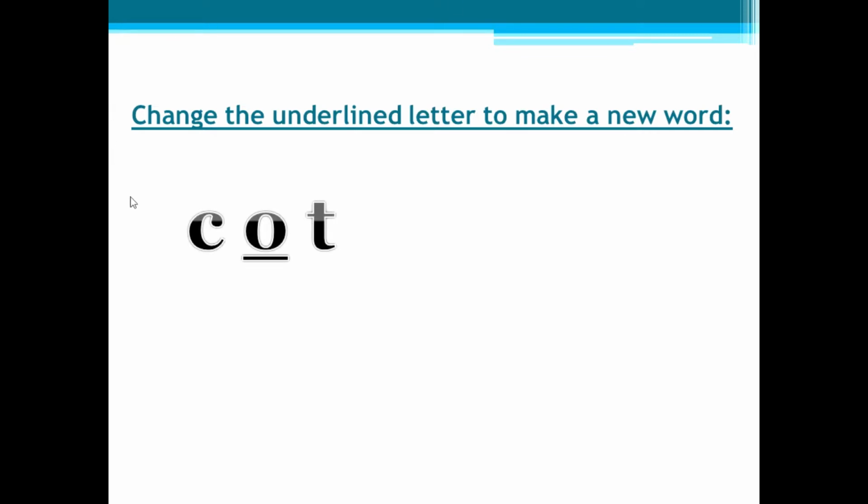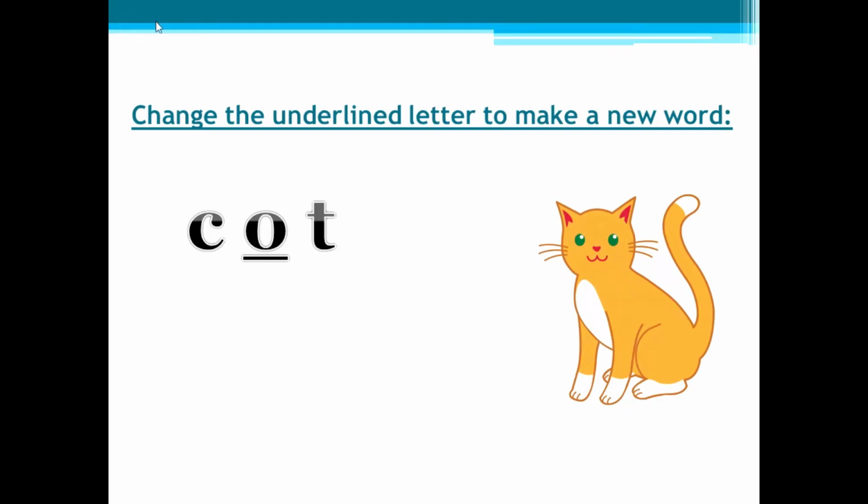Okay, see what is this? Cot. Now, which letter is underlined? O, because you can see a line below it. Yes, so O is the underlined letter. Now you have to change O to something else so that you can make a new word. Change means you have to remove O and write something else. You understood?